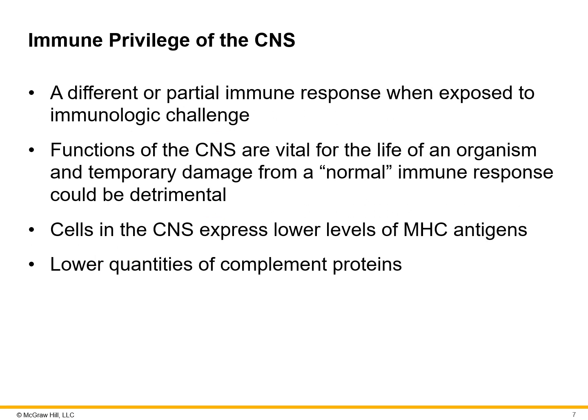There's also what's referred to as immune privilege inside the central nervous system. And this just means that it has a different or only a partial immune response. The reason for this is, of course, we don't want to have an infection in the brain. We want to be able to defend against it. However, because the CNS is so vital, it could be damaged by just a normal immune response.